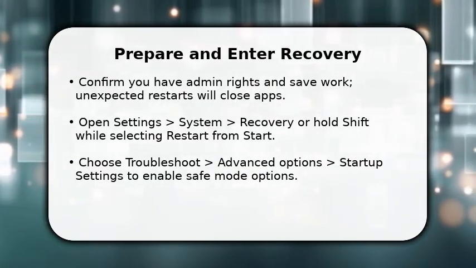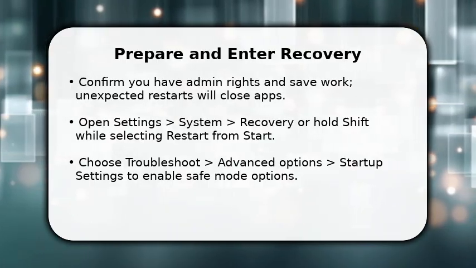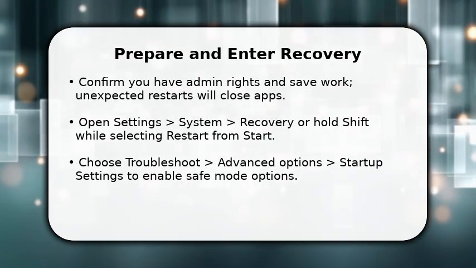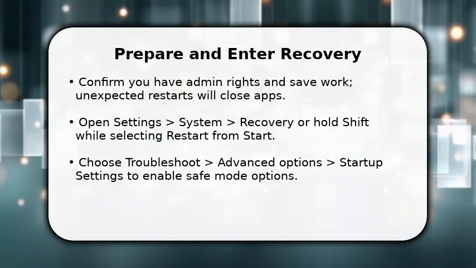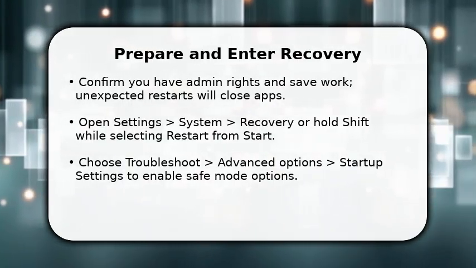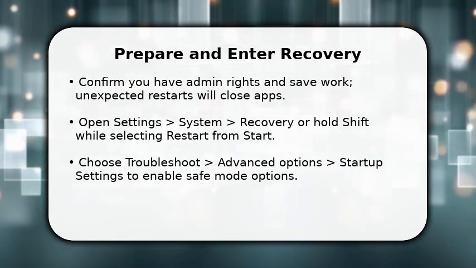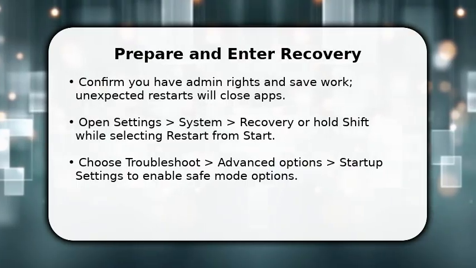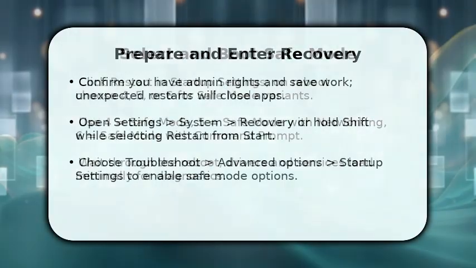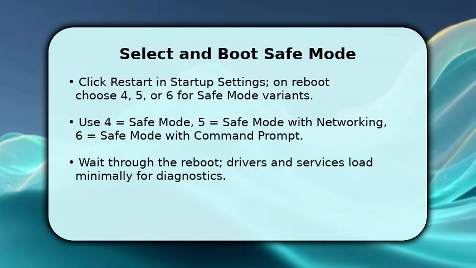Once you see the recovery options, choose Troubleshoot, then Advanced Options, then Startup Settings. This sequence exposes the Safe Mode toggle, so you can change boot behavior safely and predictably. Once Startup Settings loads, click Restart to reboot into the menu of boot options. This is where you actively choose how Windows will start.